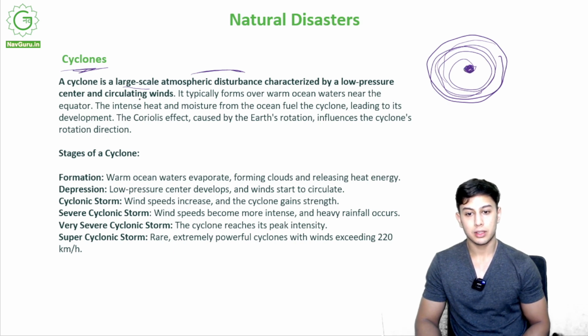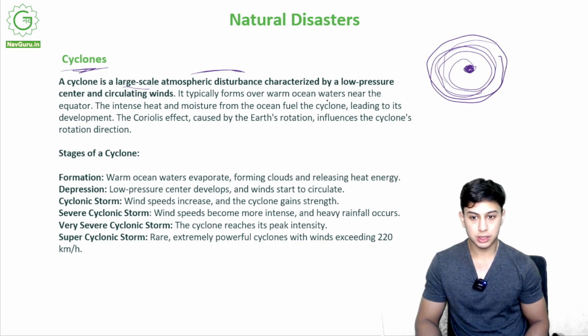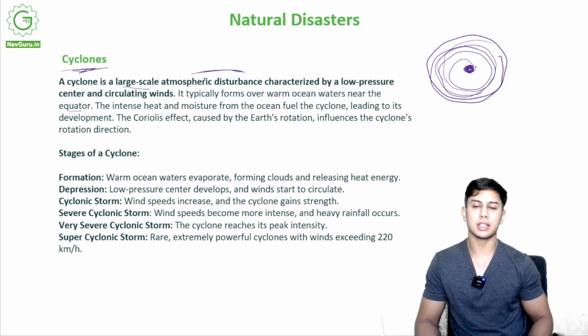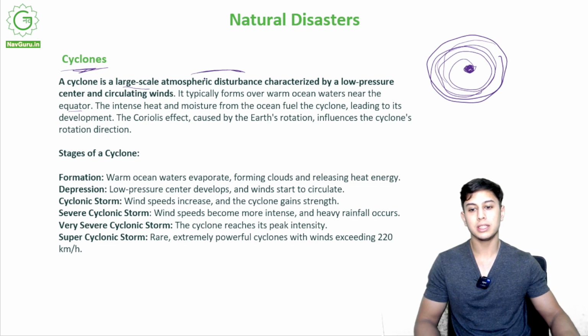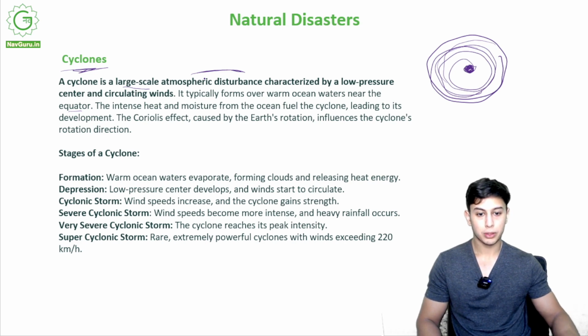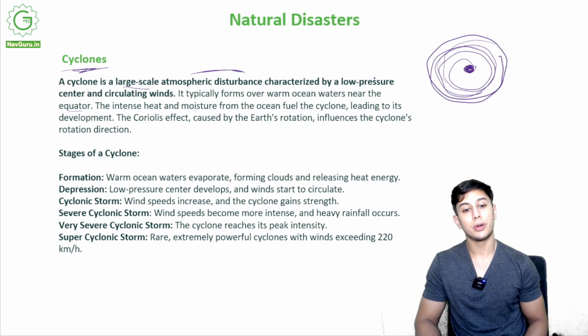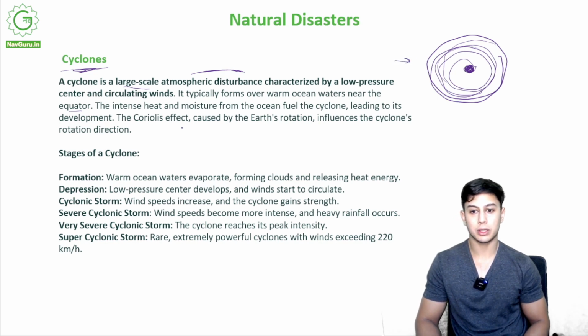It typically forms over warm ocean waters near the equator. It forms near the equator, because there the water is warm. Why is the water warm? Because the equator receives the maximum amount of sunlight on the earth, right? So it heats up near the equator. Thus there are cyclones around the equator.